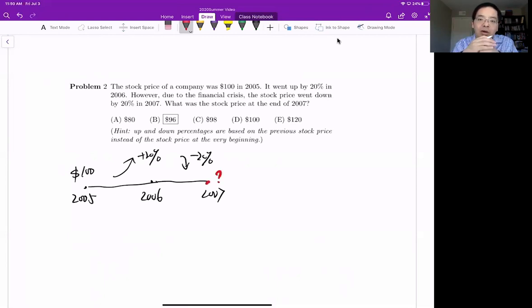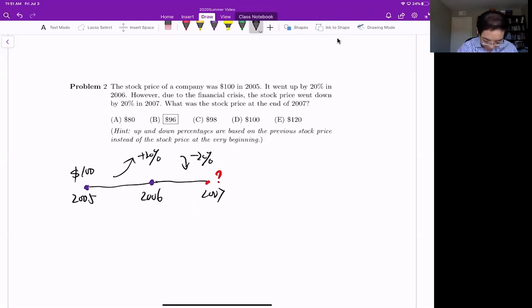For this problem, at first you might think, oh, it first went up by 20% and then it went down by the same percentage, and they might cancel with each other. So you say the price at the end is still $100. Well, that is not correct, because when we say a percentage, when it goes up or down, it's based on the one right before it, not the one at the beginning. So let's look at this problem.